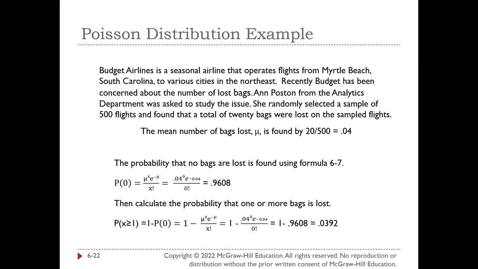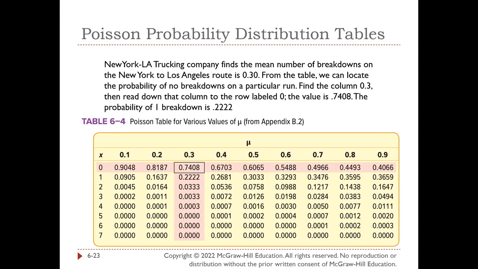Then we can also calculate the probability that 1 or more bags get lost. Well, if we've already calculated for 0 and we're looking for 1 or more, that is just a basic subtraction from 1, finding the opposite. So again, you can see the probability of a bag being lost is very small. And why not? We can use a table. So again, it can be calculated.